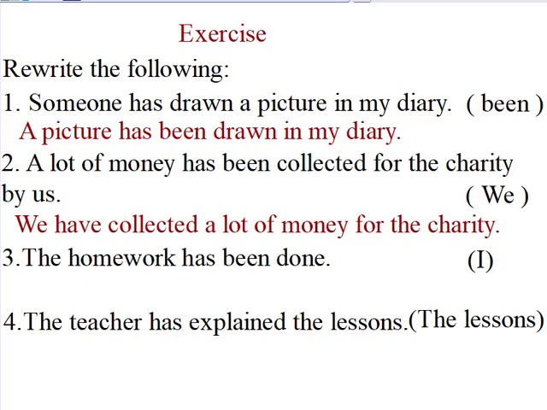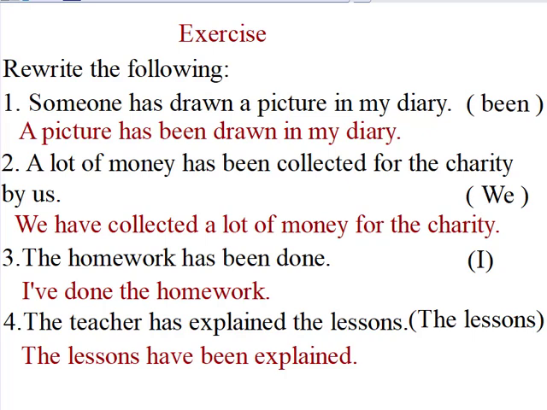Number 3, the homework has been done. Here I ask you to use "I". So you have to change the sentence into the active form, as it's already passive. So I have done the homework. Number 4, the teacher has explained the lessons. So the lessons have been explained. You can say "by the teacher" or not. Okay?